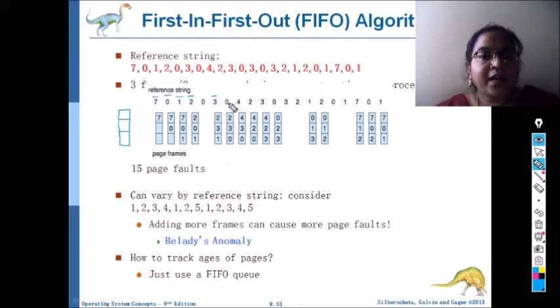Now again we are referring to page 0, and it is again a page fault, because 0 is not there in the memory. Among 2, 3 and 1, 3 has just now come in, and it is 1 which has come first, so you are replacing 1 by 0. Again for 4 there is a page fault, because 4 is not there here. Now among 2, 3 and 0, it is 2 which has come earlier, so 2 will be replaced by 4.